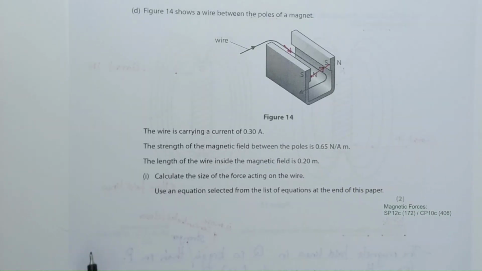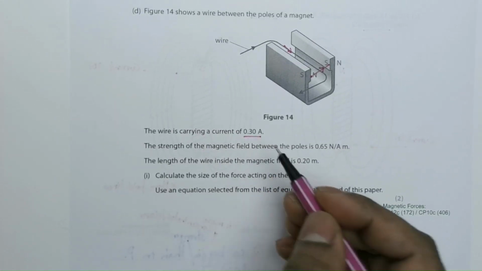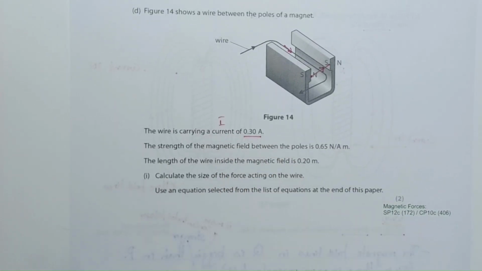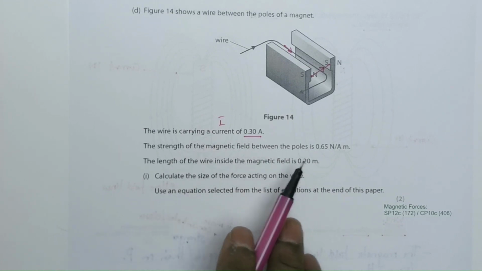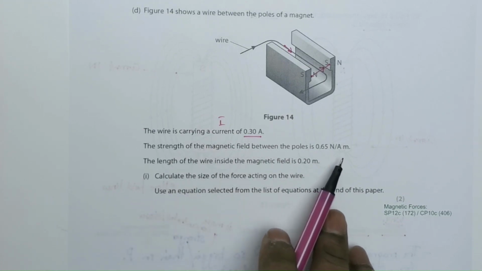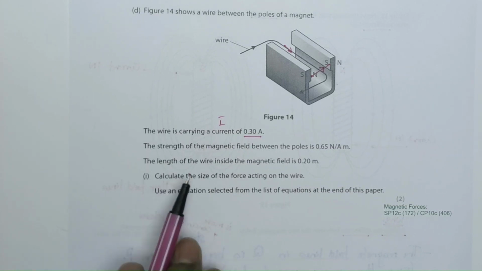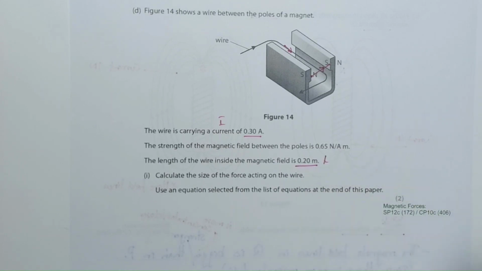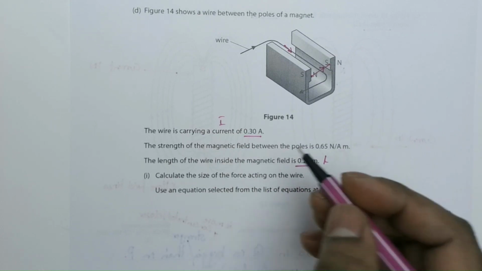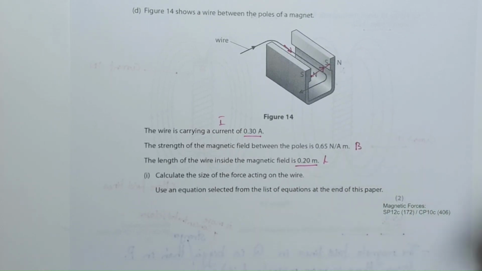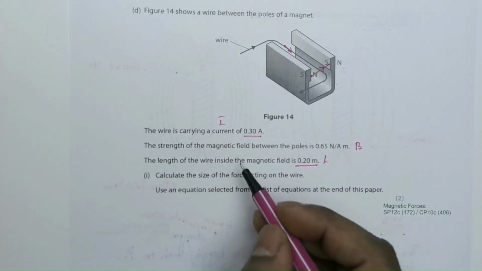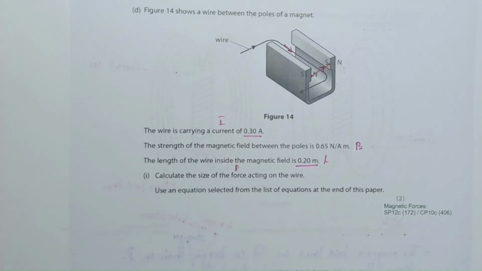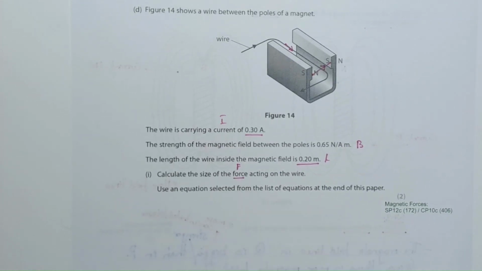The wire is carrying a current of 0.3 amps. So that would be the current. The strength of the magnetic field between the poles is 0.6 Newton per amp meter. The length of the wire inside the magnetic field is 0.2 meters. Length of wire is given by the symbol L, and the magnetic field strength is given by the symbol B. Calculate the size of the force, which would have a symbol of F, acting on the wire. Use the equation selected from the list of equations at the end of this paper.